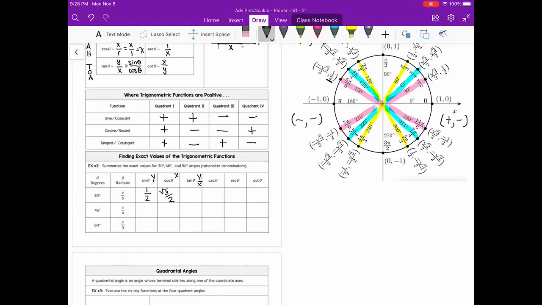So tangent of y over x means 1/2 divided by square root of 3 over 2. That means 1/2 times its reciprocal. The 2's will cancel, so I get 1 over square root of 3. But if you recall, it is not proper to keep the radical in the denominator. So I have to rationalize to get square root of 3 over 3 for tangent.